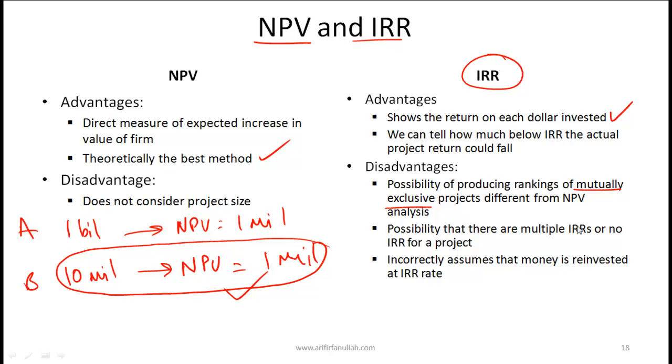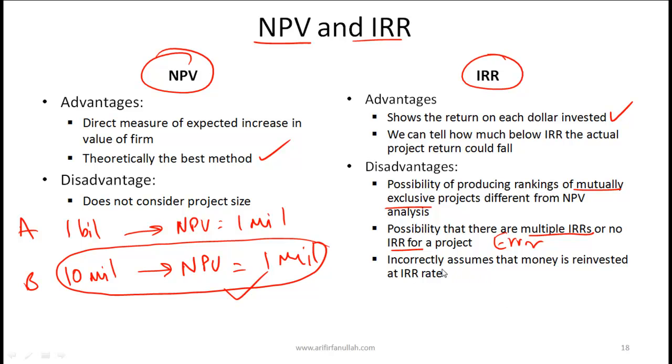Another disadvantage is that we might have a situation where we have multiple IRRs or no IRR for a project. And this happens if we have something called unconventional cash flows, where the cash flow sign changes more than once. So with unconventional cash flows, you might either have more than one IRR or you might not have an IRR. And if you don't have an IRR, that does not necessarily mean that the project is not profitable. That simply means that you need to make sure you do an NPV analysis. On a calculator, if you have either of these problems, you will get an error.